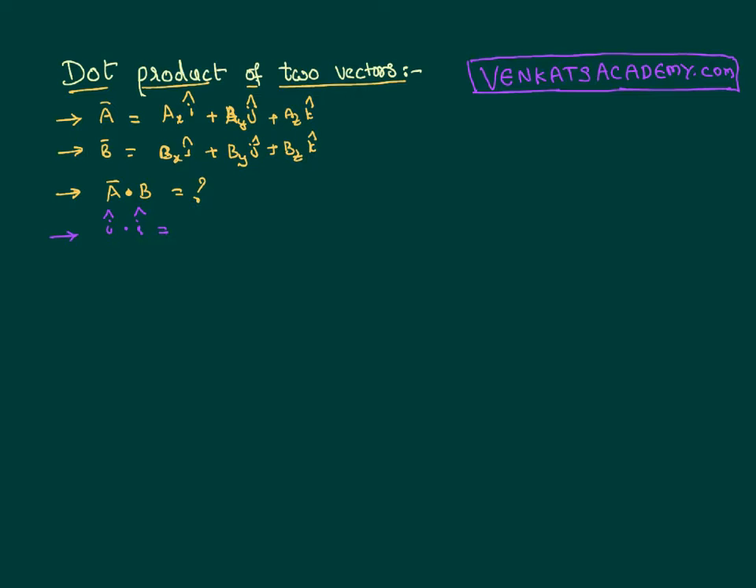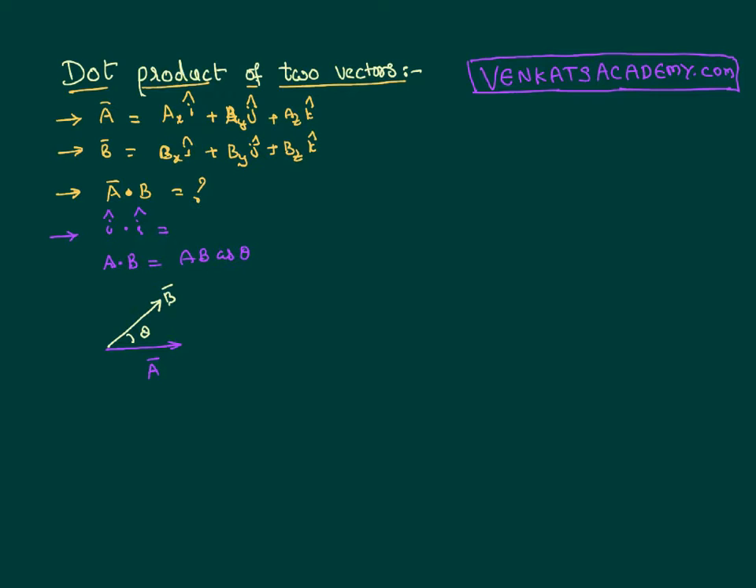So i cap dot i cap, to know that I need to know the formula of the dot product of two vectors. A dot b is nothing but equal to ab cos theta. How do we get this ab cos theta? It's very simple. Let's assume there is a vector a bar, there is another vector b bar. The angle between b bar and a bar is theta.